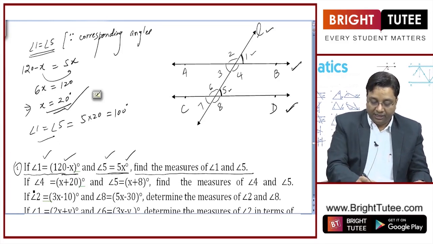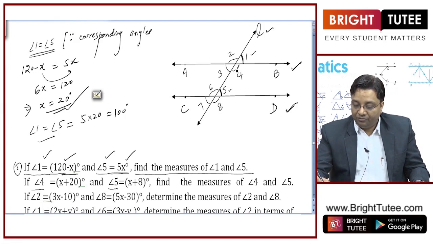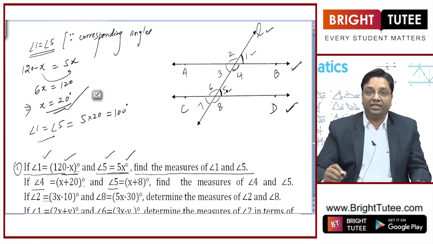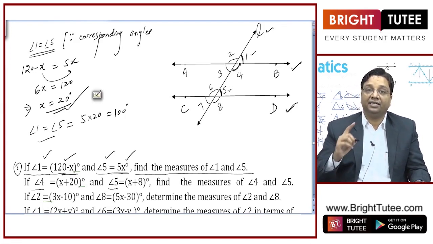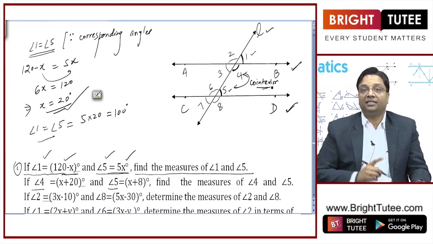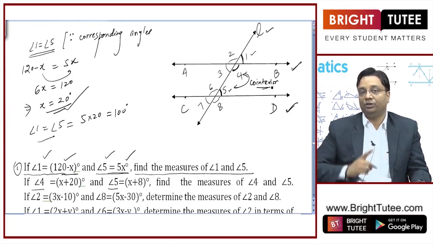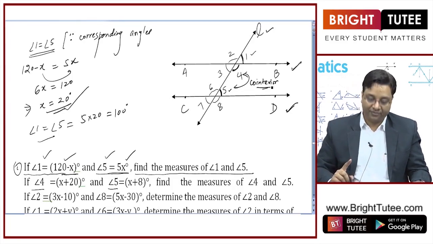Look at the next one. Angle 4 is given, angle 5 is given. So, the first thing we will look for is the relationship between them. Angle 4 and angle 5 are consecutive interior angles or co-interior angles, right? So, these two angles are co-interior angles and co-interior angles are supplementary to each other, right? So, angle 4 plus angle 5 is going to be equal to 180 degrees.